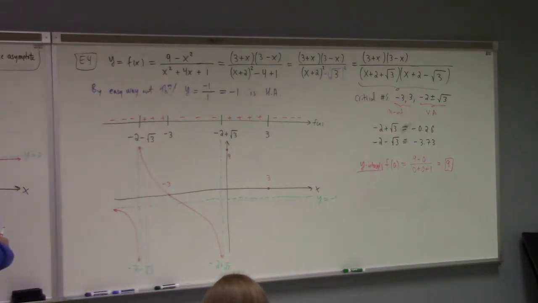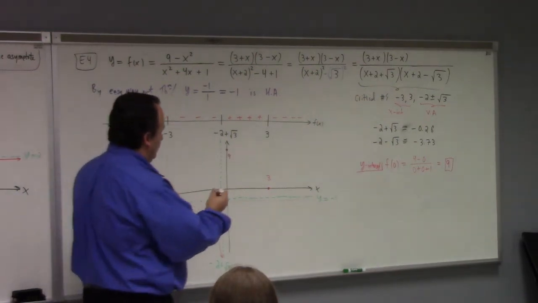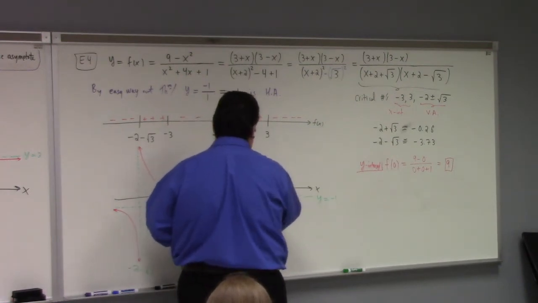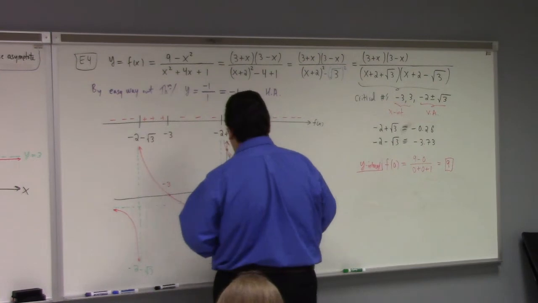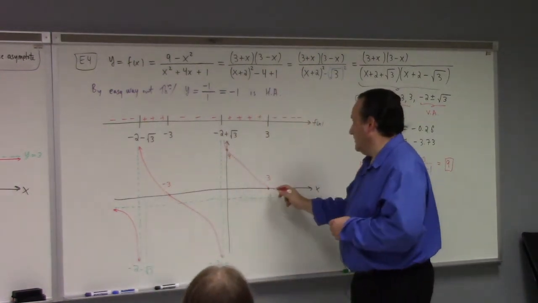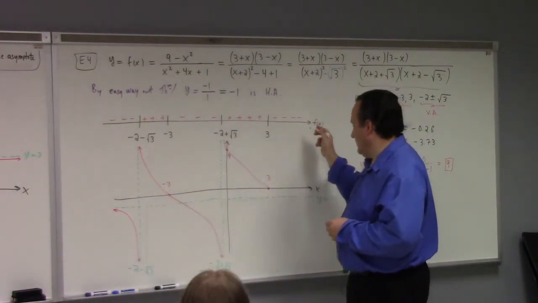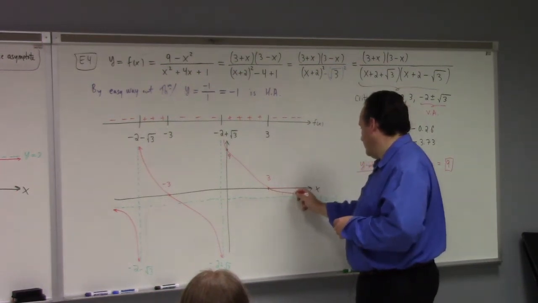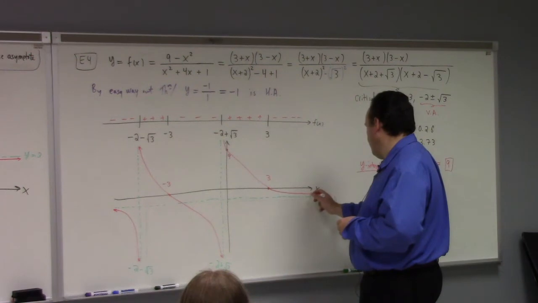Something like that. And then what happens on the other side of the -2 plus √3 vertical asymptote? Well, we're positive again, right? So we're up here somewhere. We cross through that y-intercept of 9. And then we cross through this 3. And then apparently we kind of just drift into that horizontal asymptote like that.